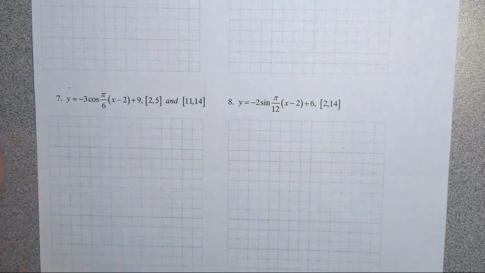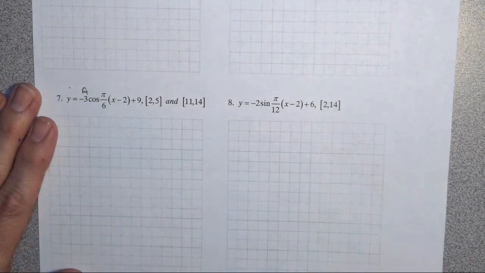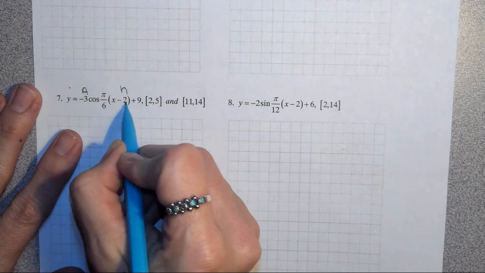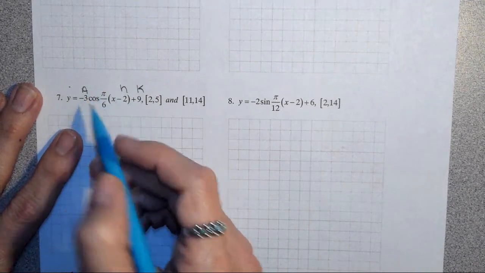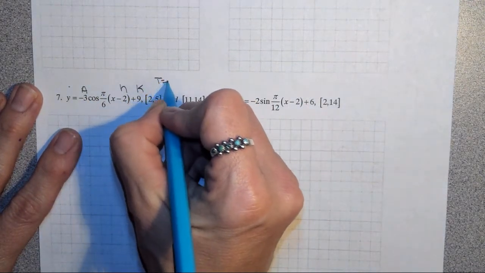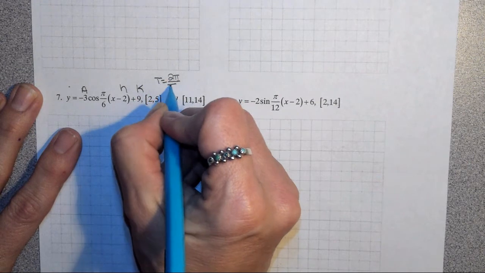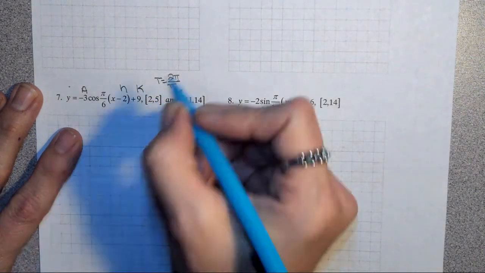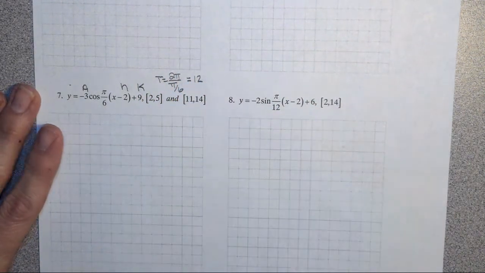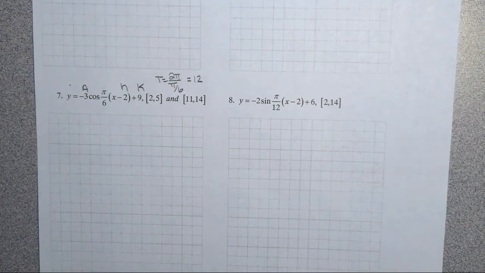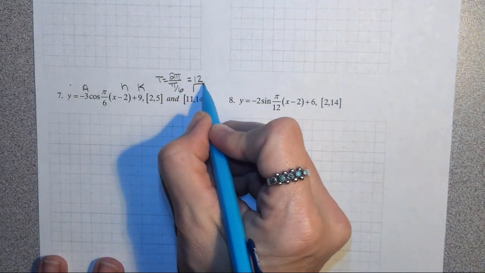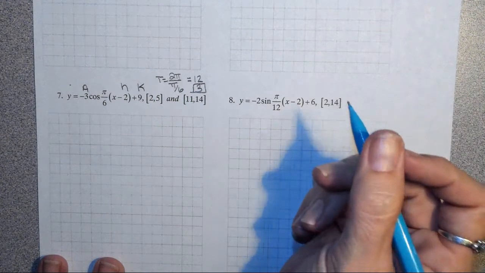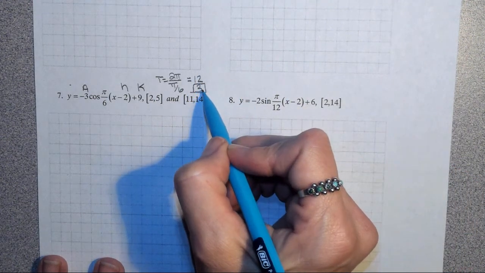So on the back, my amplitude is 3 again. I'm going to move to the right 2. My k is 9, and I need to go find my period. So the period is going to equal 2 pi divided by pi over 6, which is going to equal 12. And then I told you to figure out how many blocks you're going to half it twice. We're going to half it, half it. Half of 12 is 6, and half of 6 is 3. So we're going to move every 3 blocks.